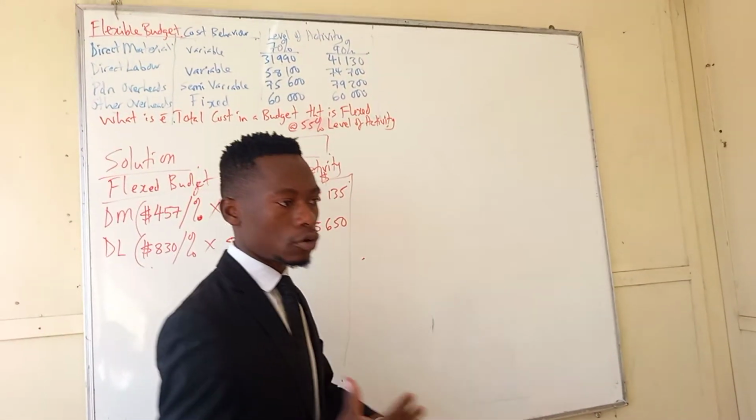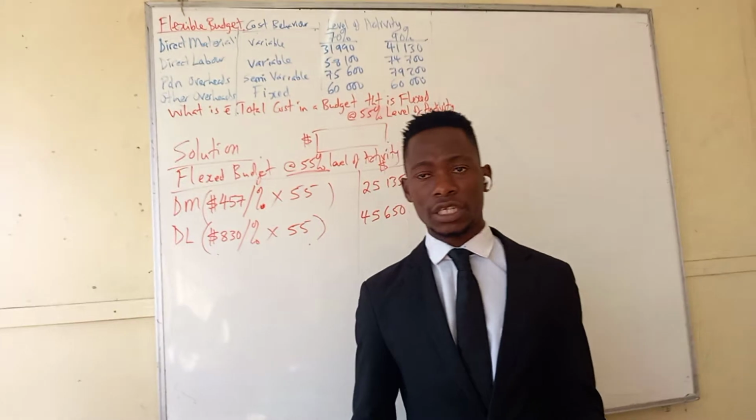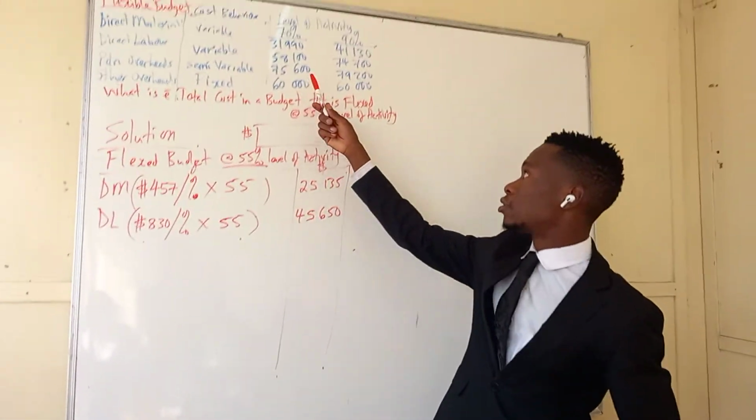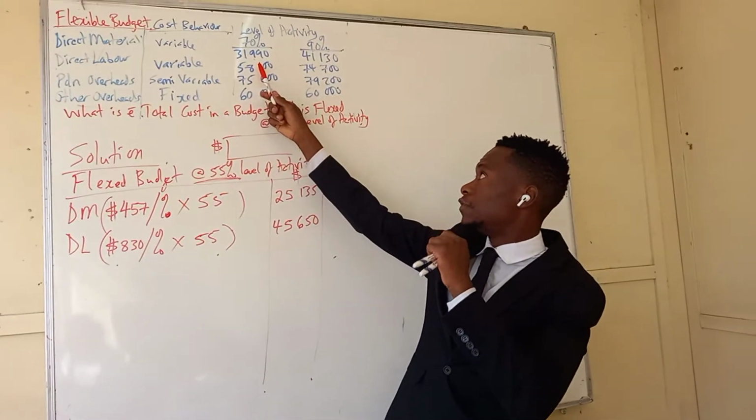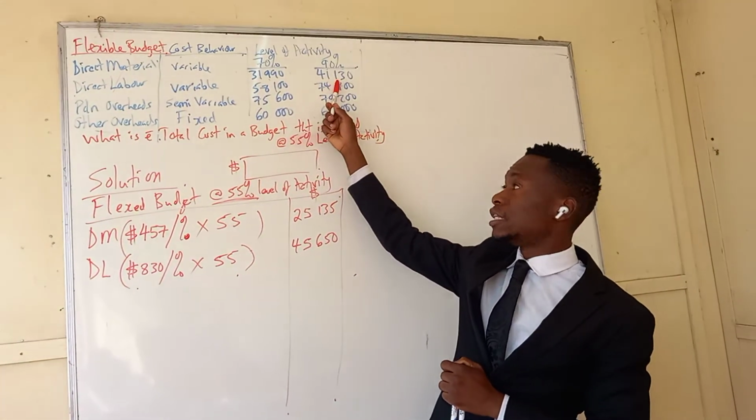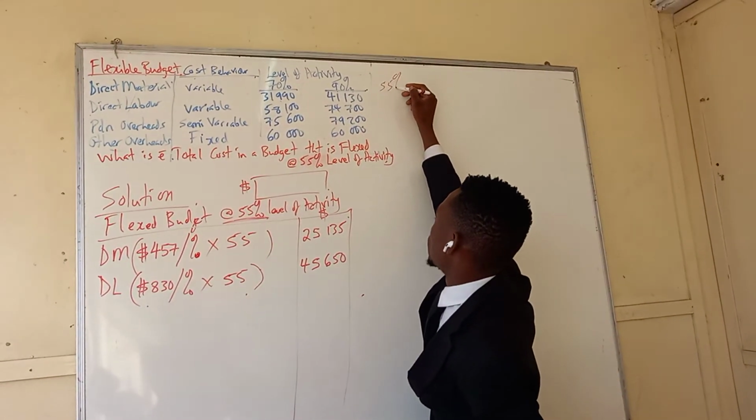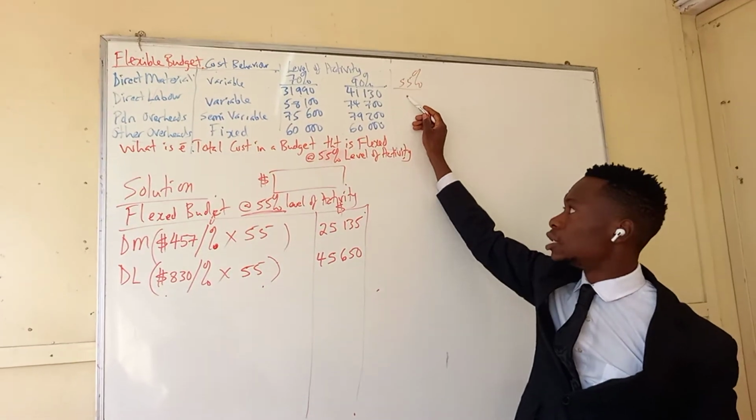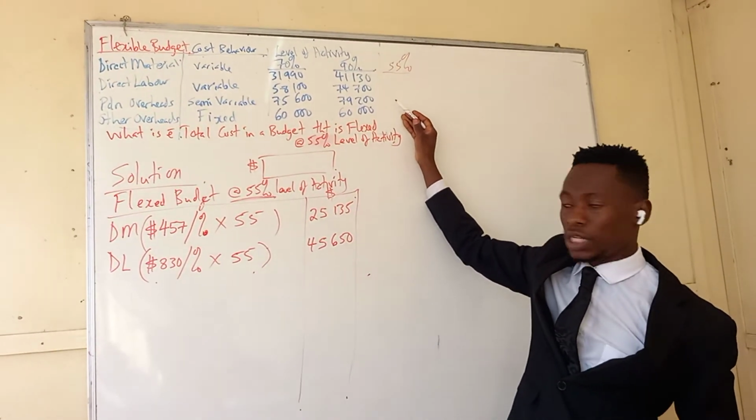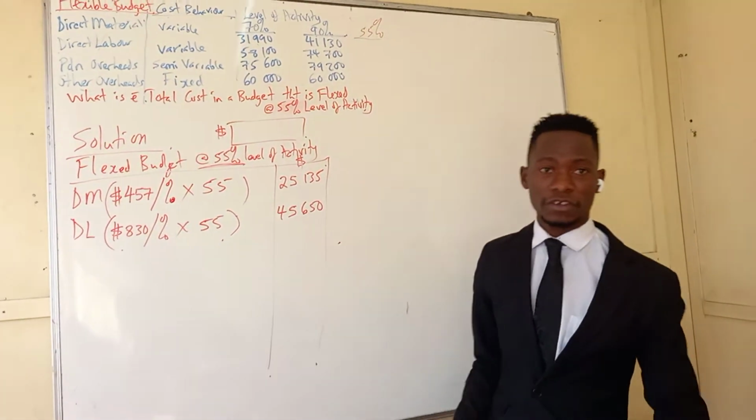So the variable cost is the type of cost that changes as the activity level changes. This is the cost that you incur over the activity level 70. What about 90 to increase? What about 55%? Obviously, we expect the type of costs to decrease. You get it? So it cannot exceed this cost because this is now at 55%.